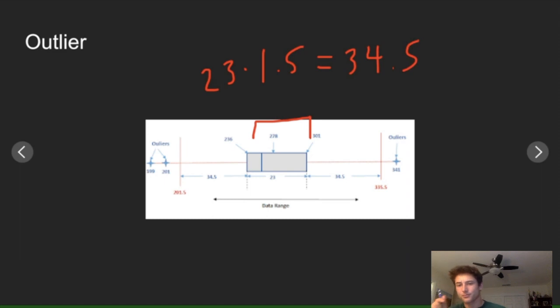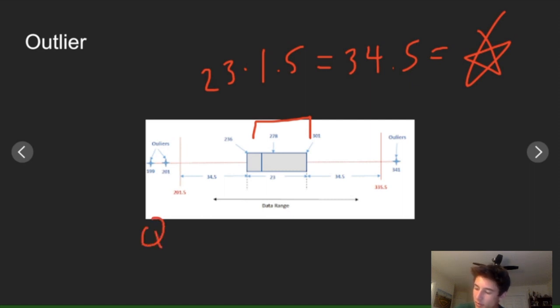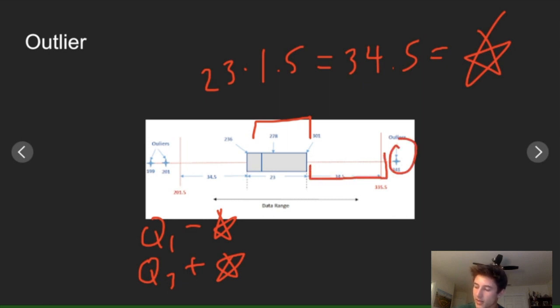This is what we're going to call our star number. With the star number, we go to Q1 and Q3. At Q1, we subtract the star number, and at Q3, we add the star number. That creates this area right here. Any number outside of that, and there can be multiple, those are our outliers.